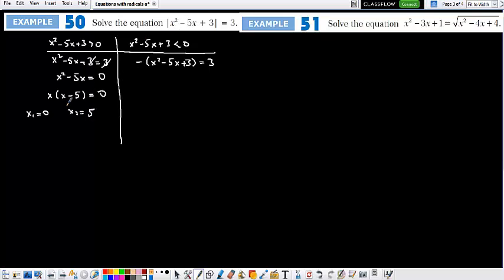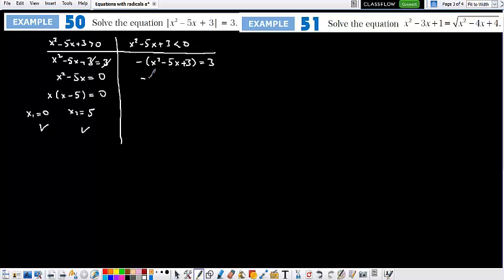When you replace the 0 in the equation, you're going to see that it's going to satisfy. When you replace the 5, it's going to be positive again, and it's going to satisfy. Then we are going to say both 0 and 5 are the solution of this equation.